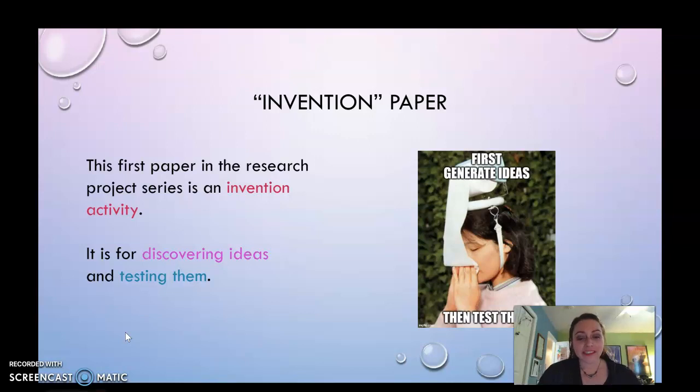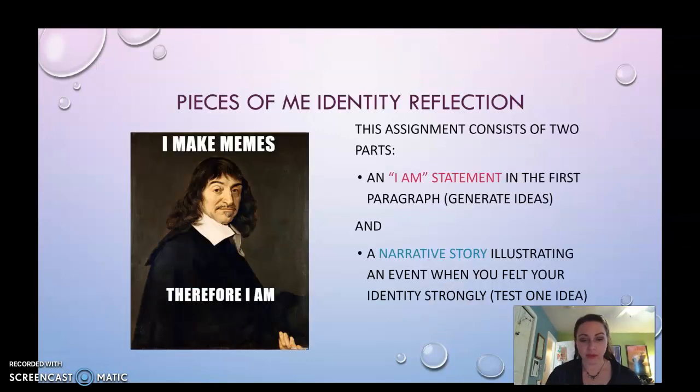The first paper in the series of assignments is an invention paper, meaning that you will use it to discover ideas and then test those ideas. This paper will have a two-part structure mirroring those two goals. Your Pieces of Me paper will consist of two parts. First, an I am statement in the first paragraph. That's to help you generate ideas. And second, a narrative story illustrating an event when you felt your identity strongly. And that's where you'll be testing one of your ideas.